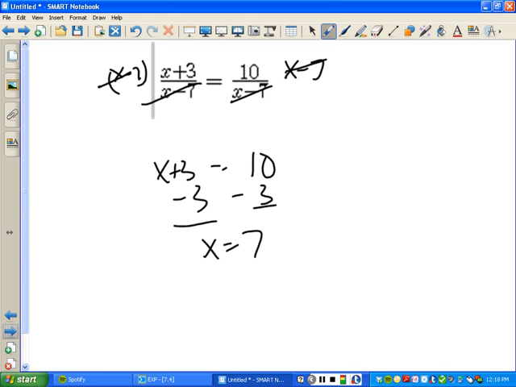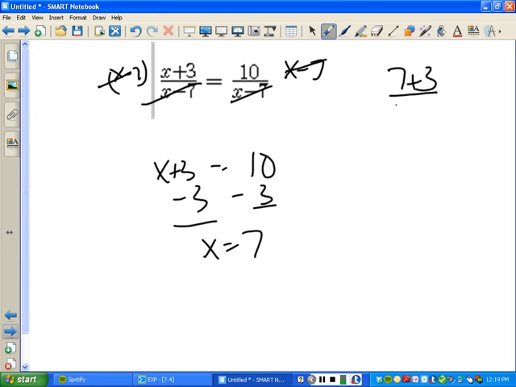It's at that point that a lot of people feel really good about themselves. They got x equals 7. That's a nice integer. Yes, Ashley? Yeah. But remember that what you have to do is plug the x back in, right?